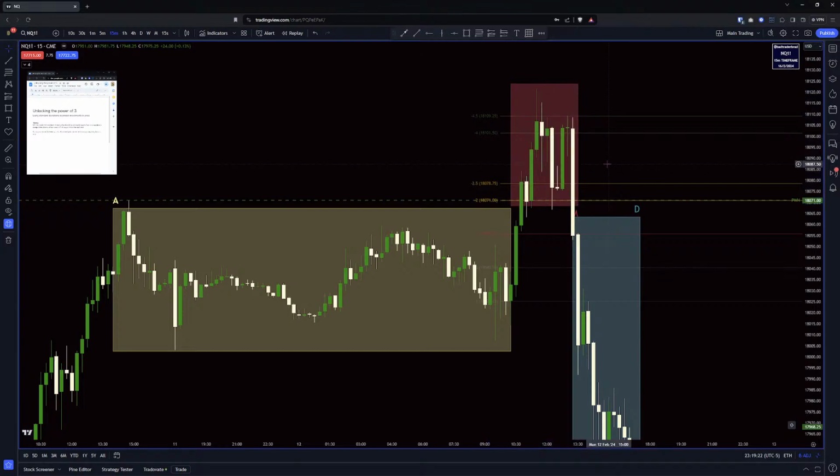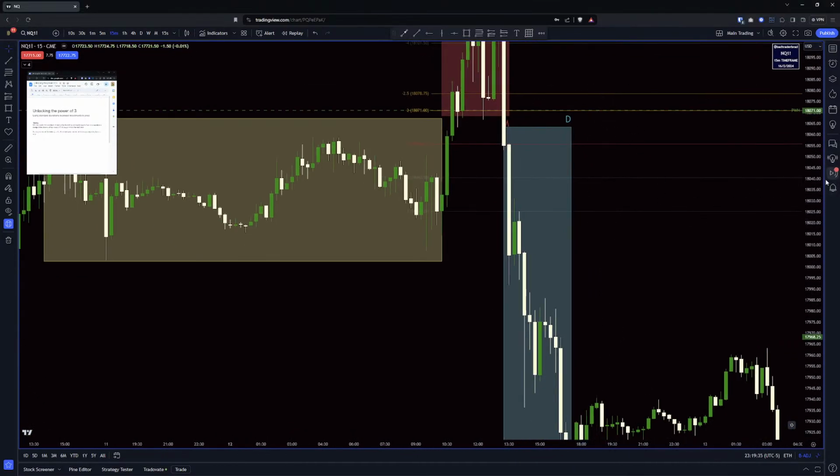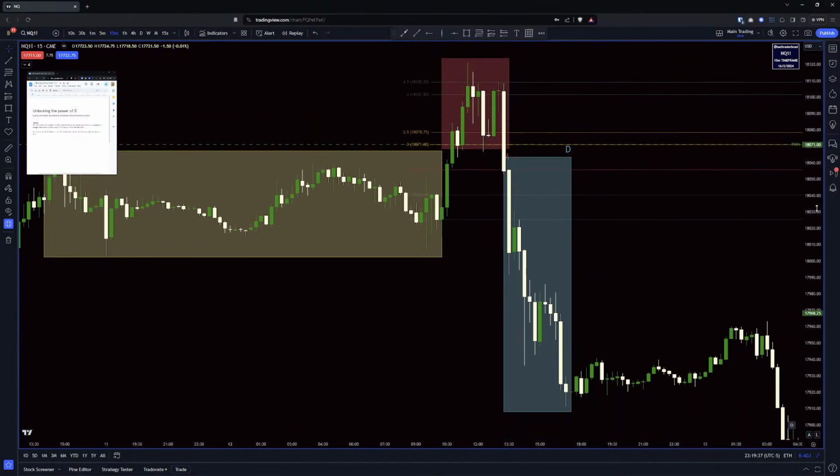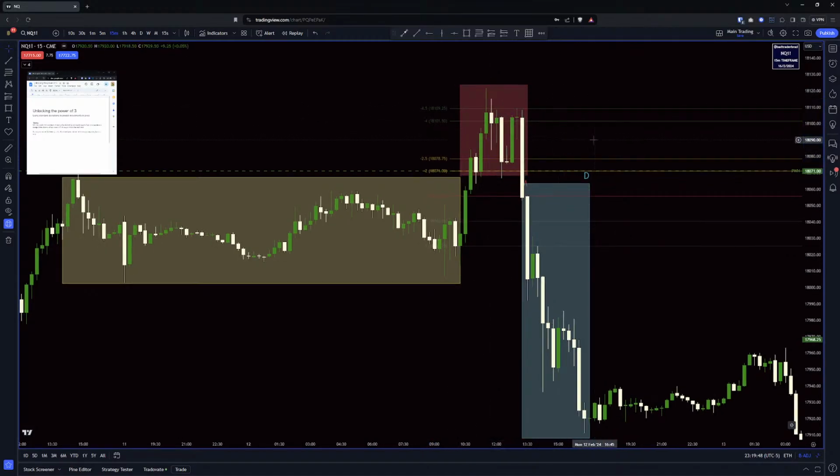You can get in on that move too. But what's even more powerful is when you can say, okay, manipulation is over at this point. Now I'm looking for a reversal for the better move, the distribution, right? The distribution is generally always going to be the better move. So we've hit that -4 on our manipulation move. Then we have the distribution. So when does the distribution end?